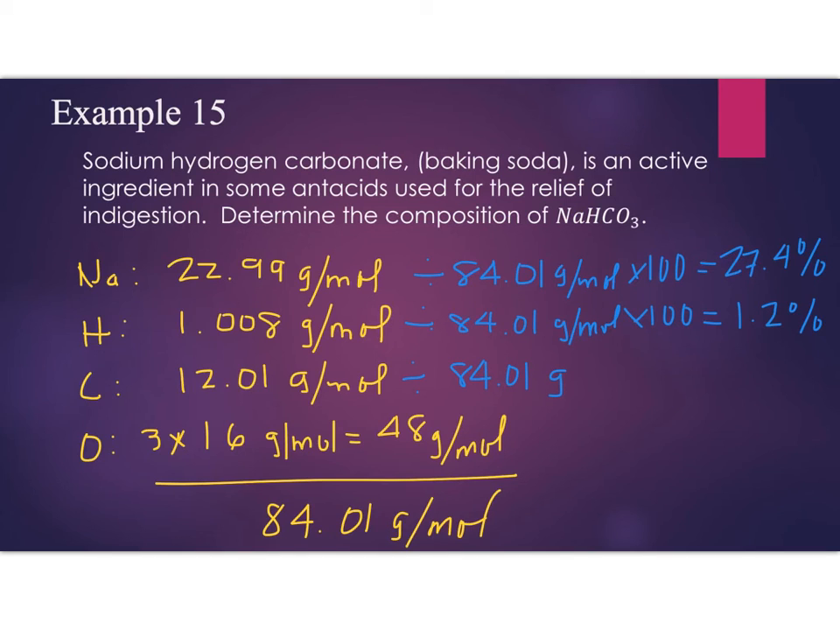So for carbon, we're dividing that by 84.01 grams per mole, multiplying it by 100, and here I get 14.3%. And then with my oxygen, I divide that 48 by 84.01, and it should be grams per mole, but I'm running out of room here, times 100, and here we get 57.1%.